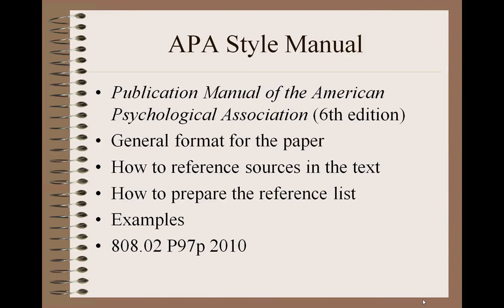The APA Style Manual is your source to find info about how to use APA. It is published by the American Psychological Association. We are currently using the 6th edition of the manual, published in 2009. It gives you the general format for your paper and how to reference sources in the text and how to prepare the reference list, plus many, many examples.